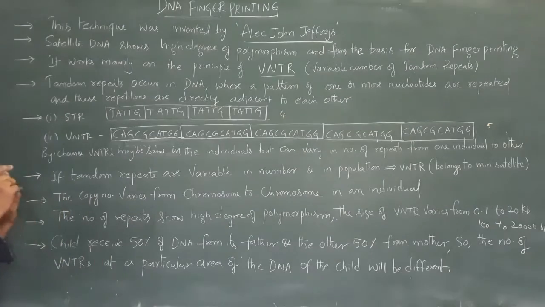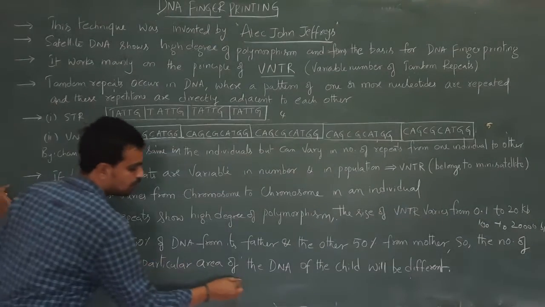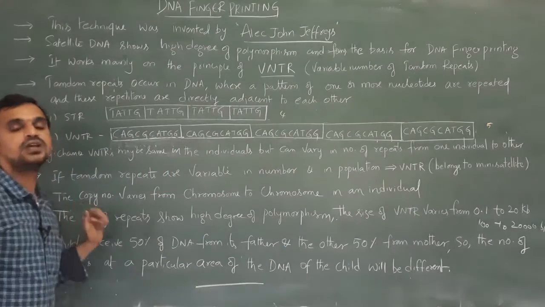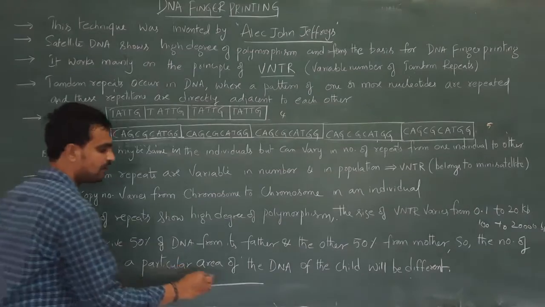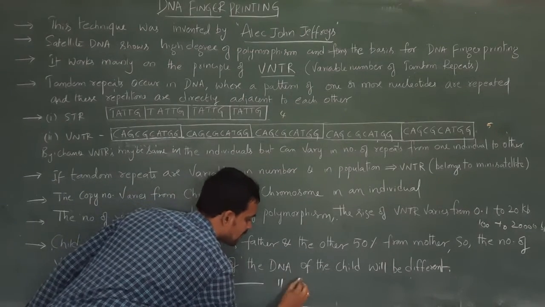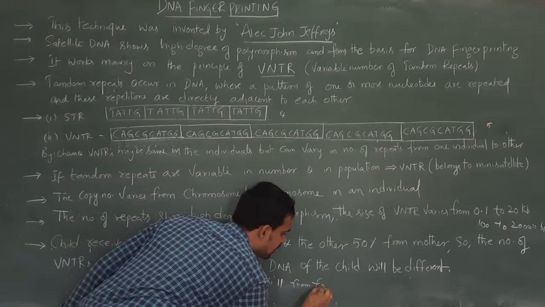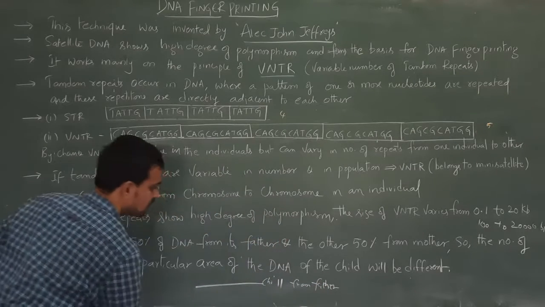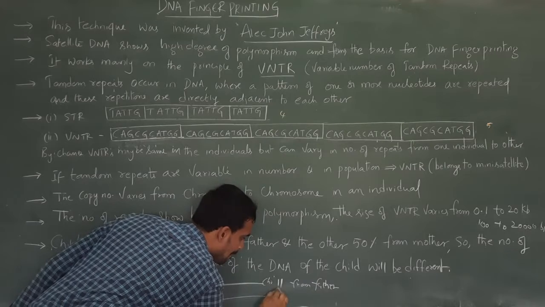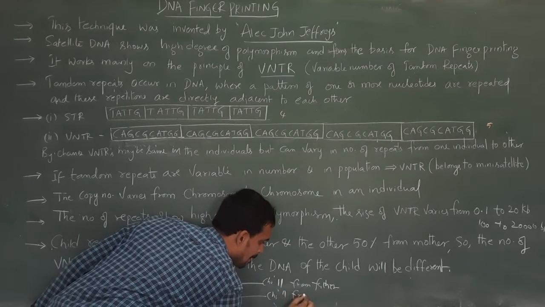So you are going to identify chromosome 11. So this is chromosome 11. 2 sets will be there: chromosome 11 from father, next, chromosome 11 from mother.